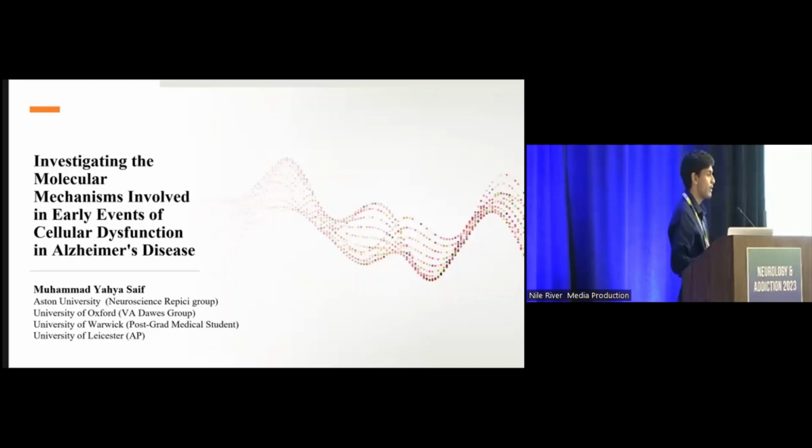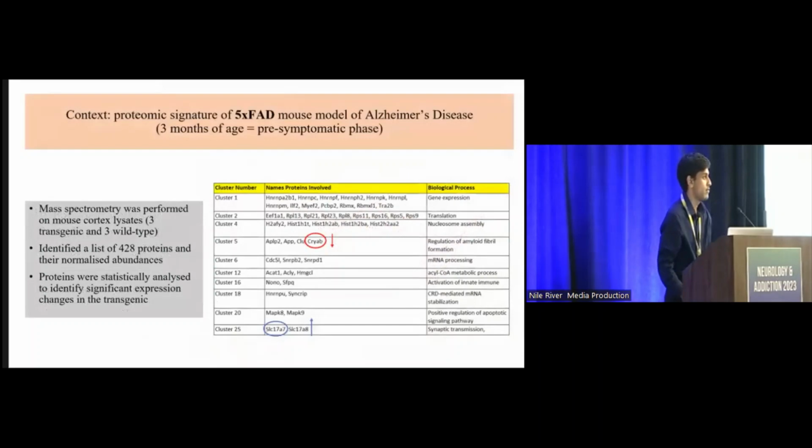So the topic of research is investigating the molecular mechanisms involved in early events of cellular dysfunction in Alzheimer's disease. The project splits into two research areas. The very first one was a mouse model, which gave us the preliminary data, and that was the 5xFAD model. The model was designed in Milan at Mario Negri Institute in Italy, and it was sent over.